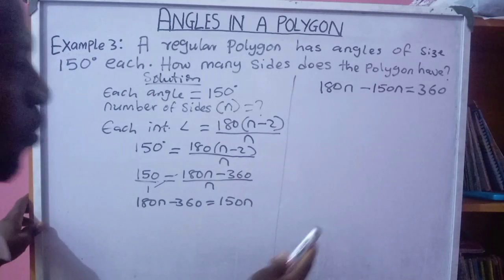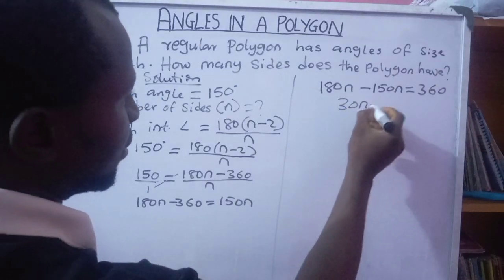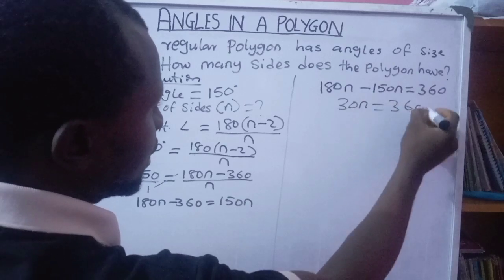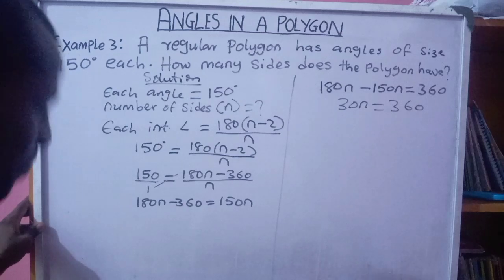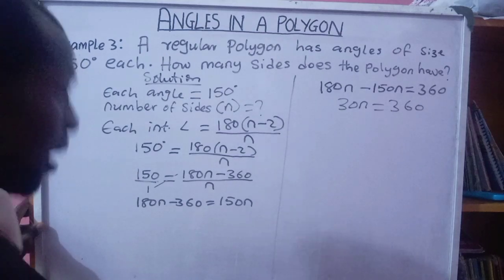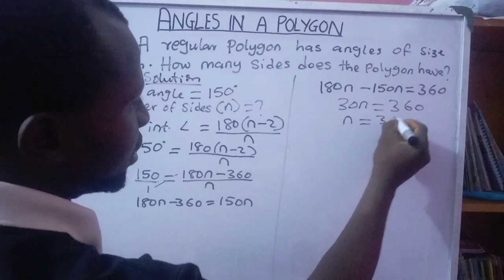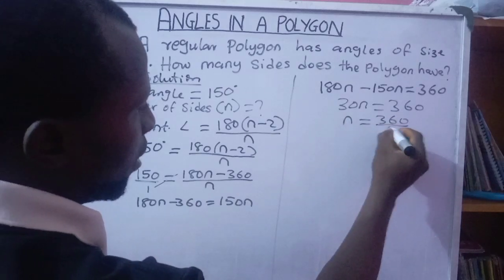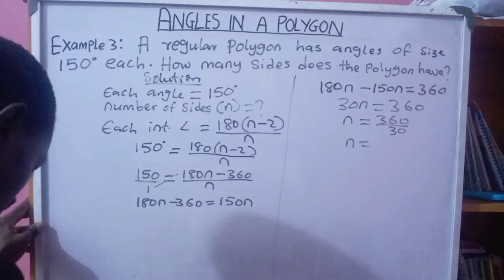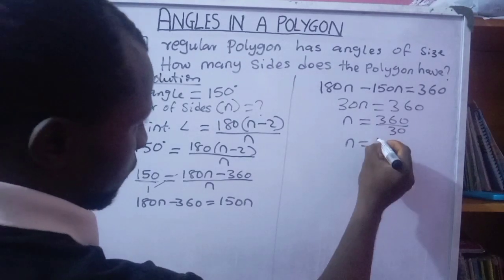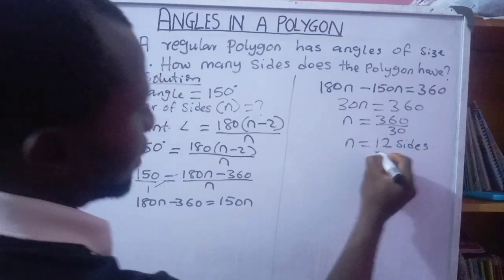180n minus 150n will give us 30n, equal to 360 degrees. So what do we do next? We divide both sides by the coefficient of n, and the coefficient of n here is 30. That gives us n is equal to 360 all over 30. Then 360 divided by 30, of course, will give us 12 sides. 12 sides becomes the answer to this question.